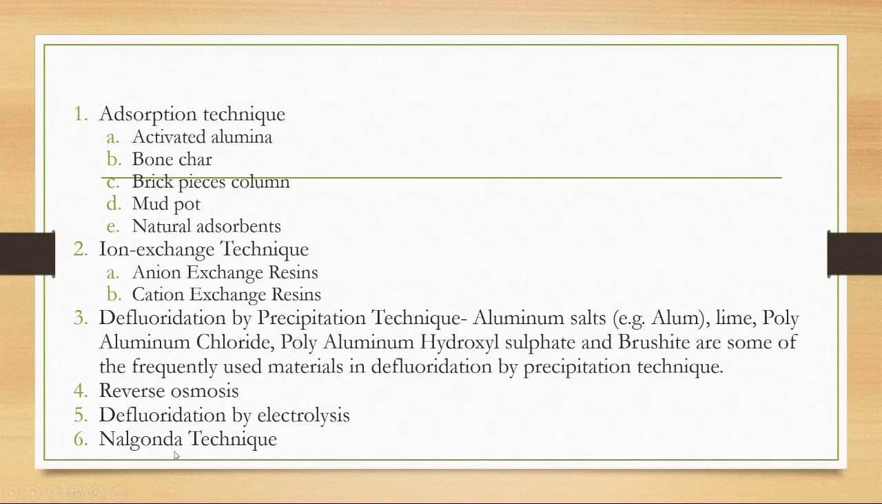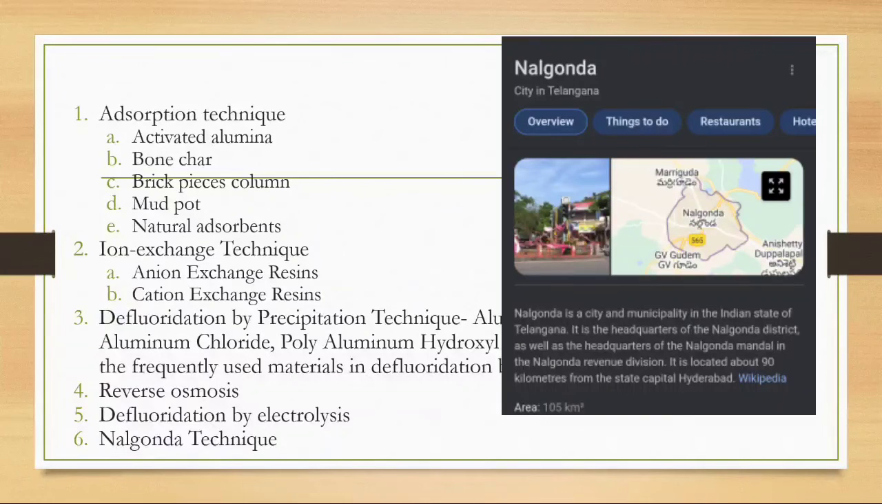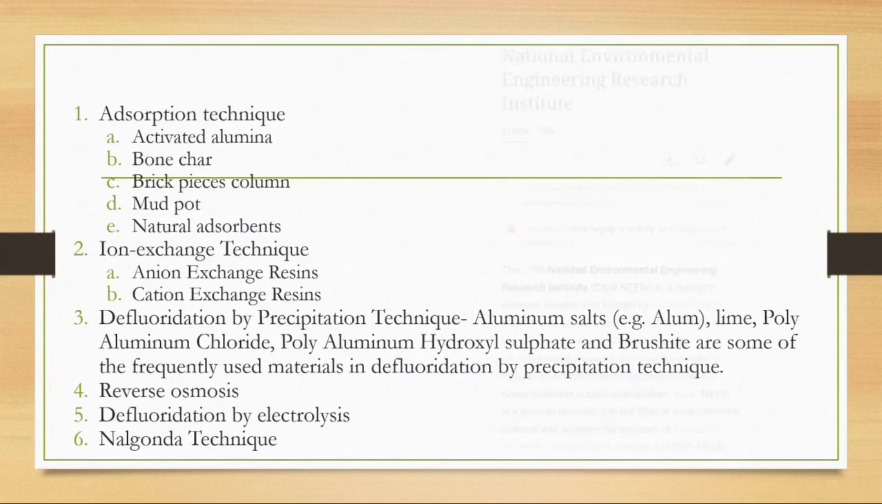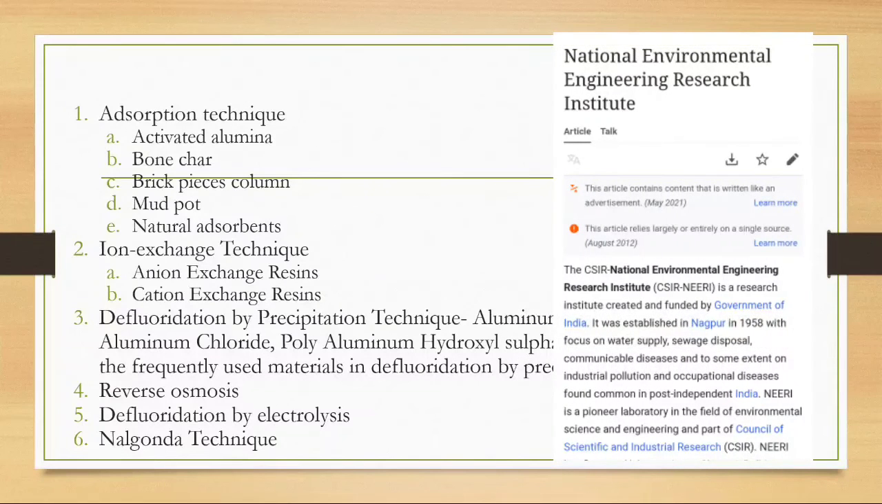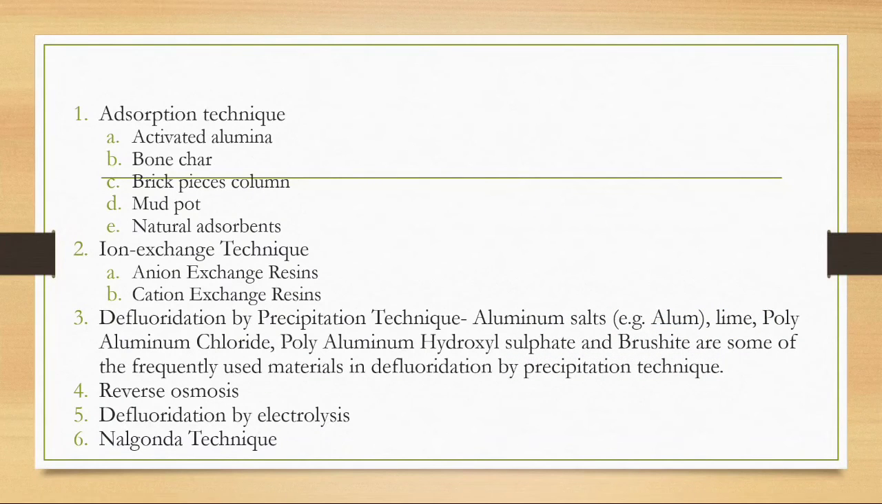Nalgonda is actually a place in the Andhra state, that is, exactly, it is a place in Telangana, where this technique, mixing of alum and lime, was invented by the locals. After that it was commercialized by NEERI, that is National Environmental Engineering Research Institute in Nagpur. The Nalgonda technique was invented by the people of Nalgonda, which is in Telangana state, not in Nagpur. So people get confused. I mean, the students get confused when asked in viva. They directly jump and say Nalgonda is a place in Nagpur. It is not.